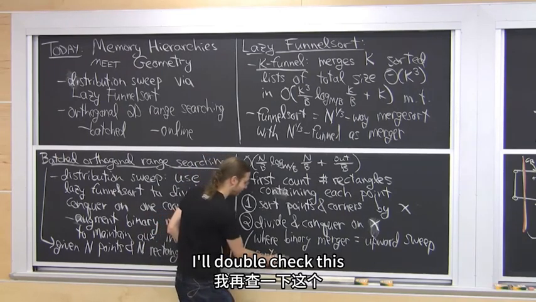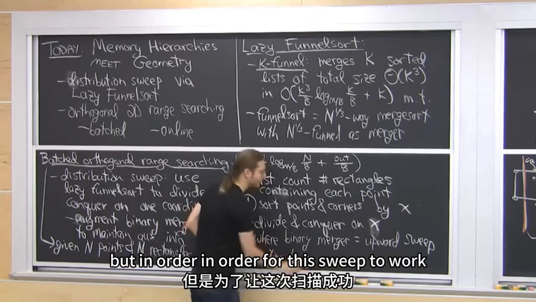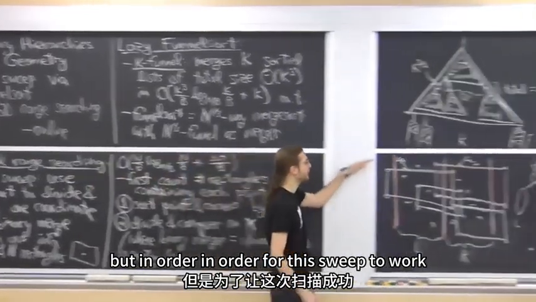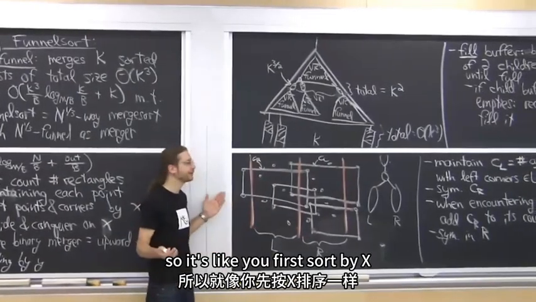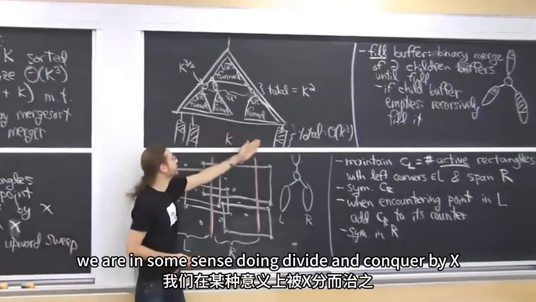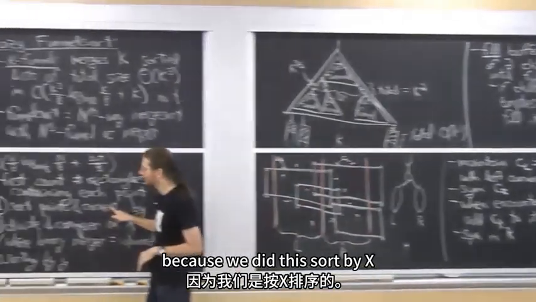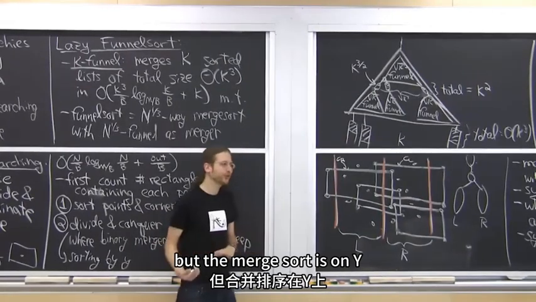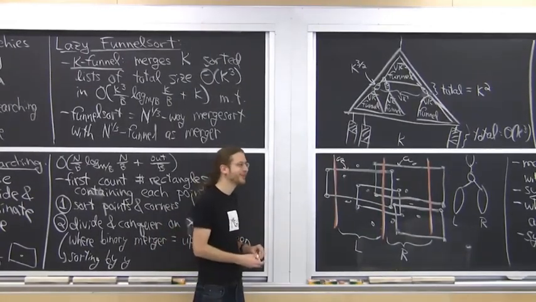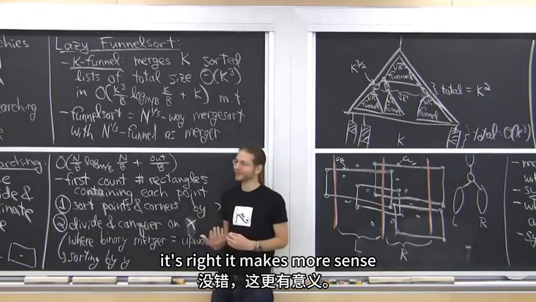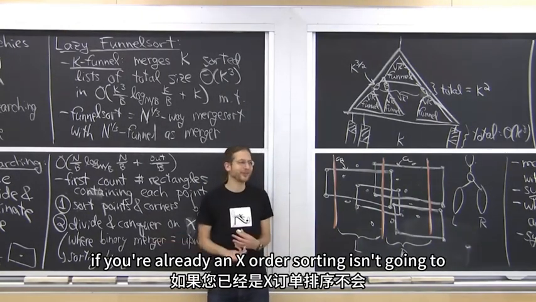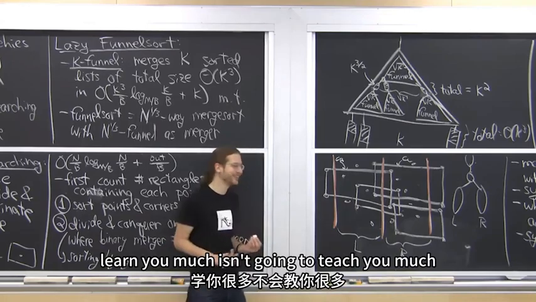I'll double check this. But in order for this sweep to work, it's like you first sort by x. We are in some sense doing divide and conquer by x because we did this sort by x. But the merge sort is on y. It's right, it makes more sense. If you're already in x order, sorting isn't going to teach you much.